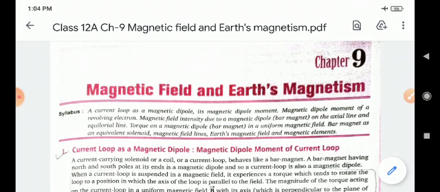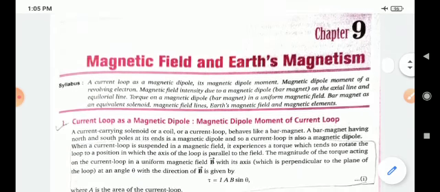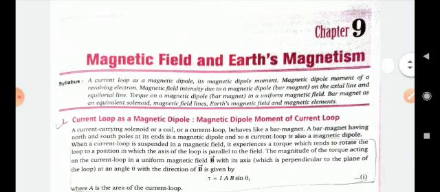Children, firstly I will explain the syllabus. A current loop as a magnetic dipole, its magnetic dipole moment, a revolving electron, magnetic field intensity due to a magnetic dipole (bar magnet) on the axial line and equatorial line. Torque on a magnetic dipole (bar magnet) in a uniform magnetic field. Bar magnet as an equivalent solenoid, magnetic lines of force, and Earth's magnetic field and magnetic elements are not in my course.